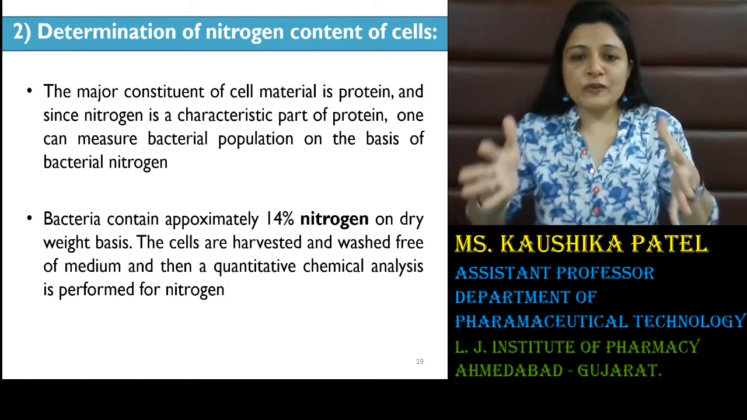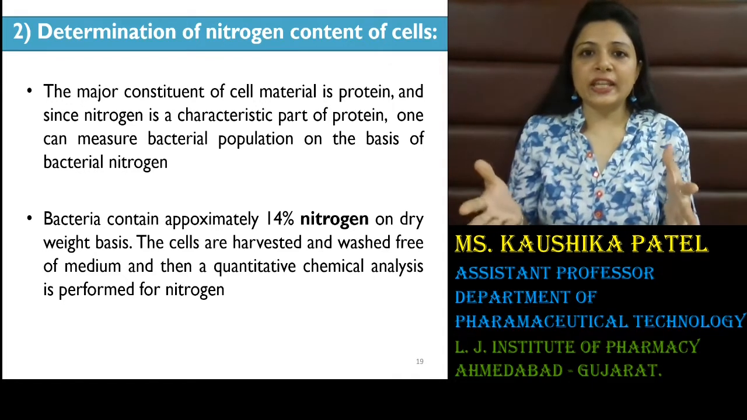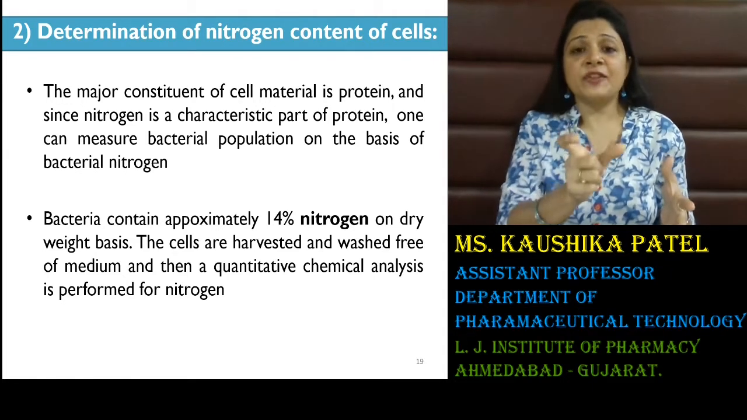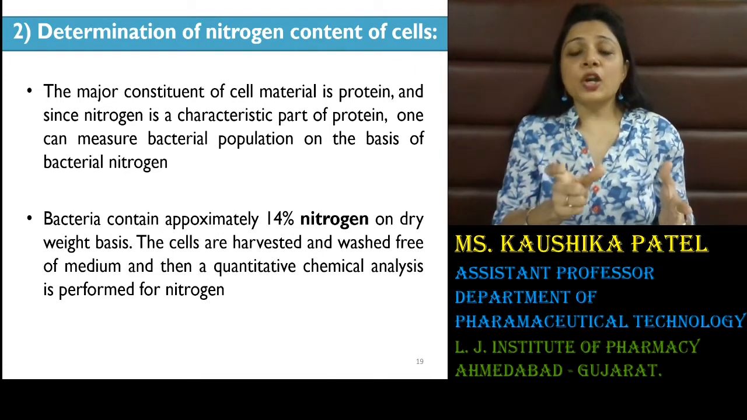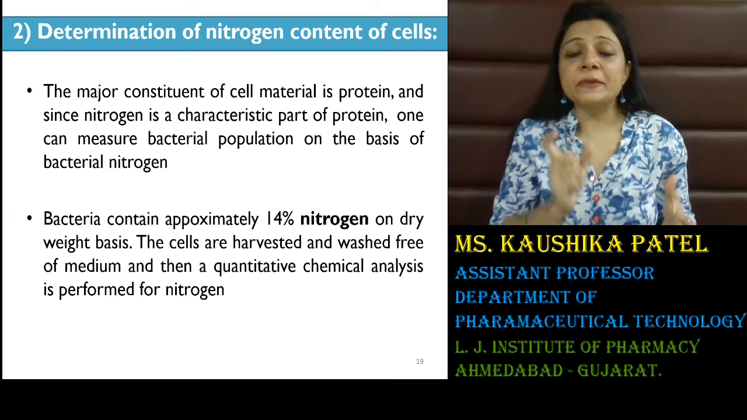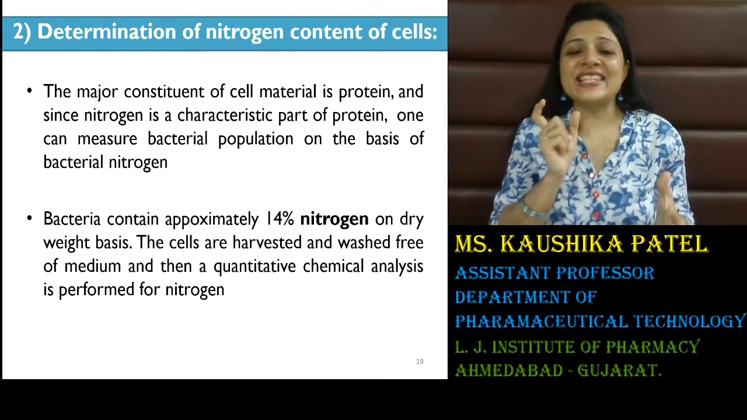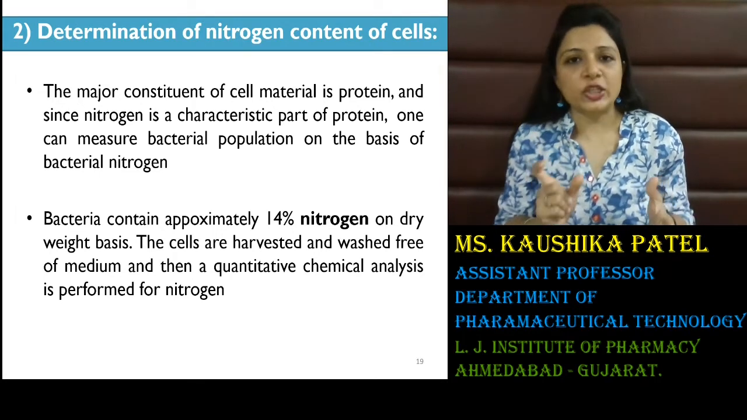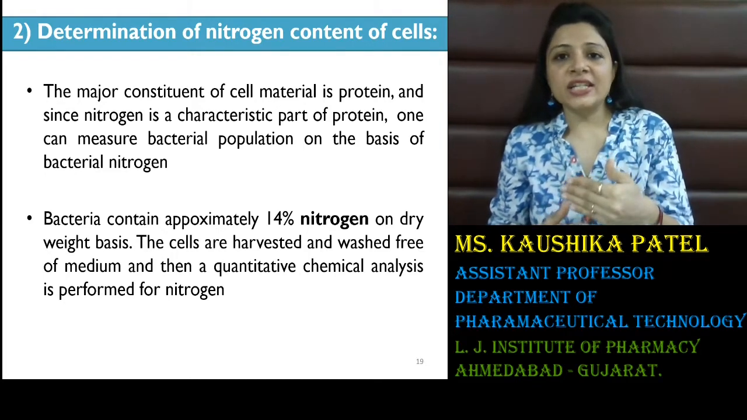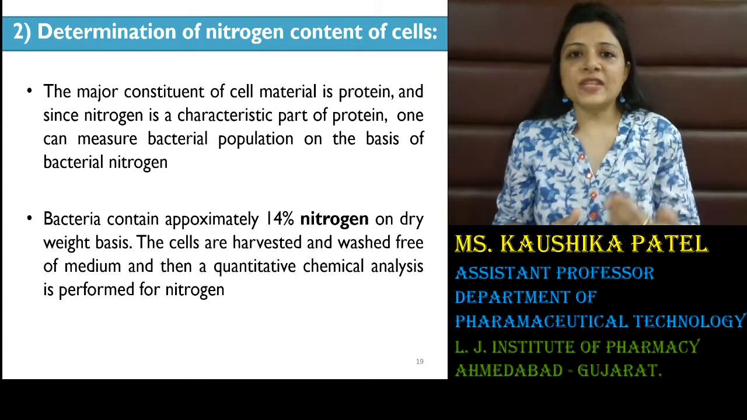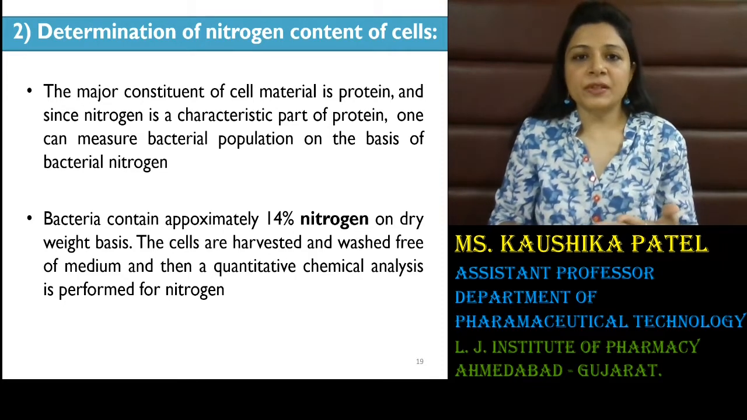Here, after you have separated the cells and dried them, you will determine specifically the nitrogen content of the dry cells. Why? Because it is believed that 14% of the weight of the dry cells is nitrogen. So, you will analytically measure the nitrogen content and then determine the number of cells present in the sample.